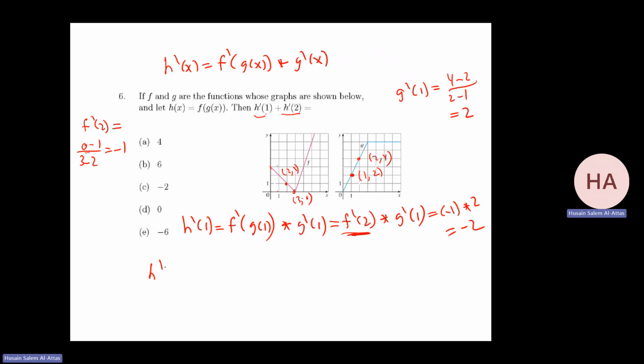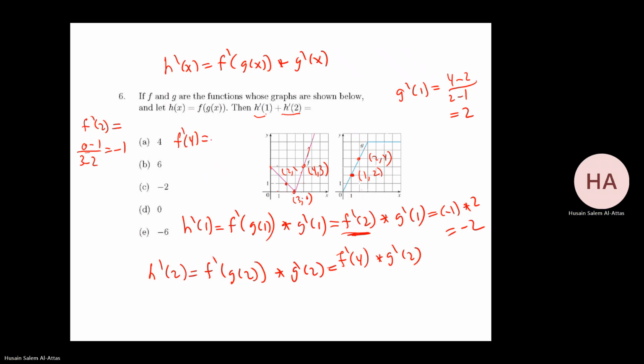No. H prime at 2 will be f prime at g at 2 times g prime at 2. G at 2 is what? G at 2 is 4. So that will be f prime at 4 times g prime at 2. For f prime at 4, I have the other line, this line now. So take a point, can I take this point also, which is 4 and 3? So f prime at 4 will be 3 minus 0 over 4 minus 3. So that will be 3.